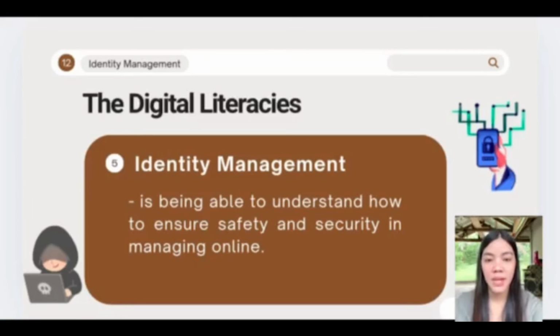Identity management is being able to understand how to ensure safety and security in managing online identity. It involves the process of managing user identities and access privileges in a centralized way. It ensures that only authorized individuals can access sensitive information and perform specific actions online. This is crucial for protecting personal information, maintaining privacy, and preventing unauthorized access to accounts and systems.